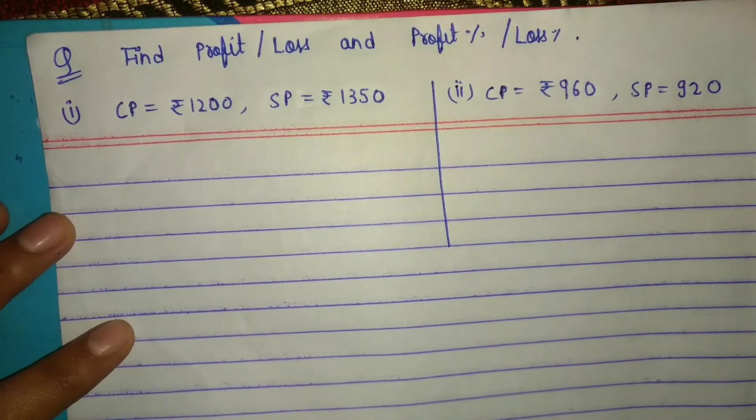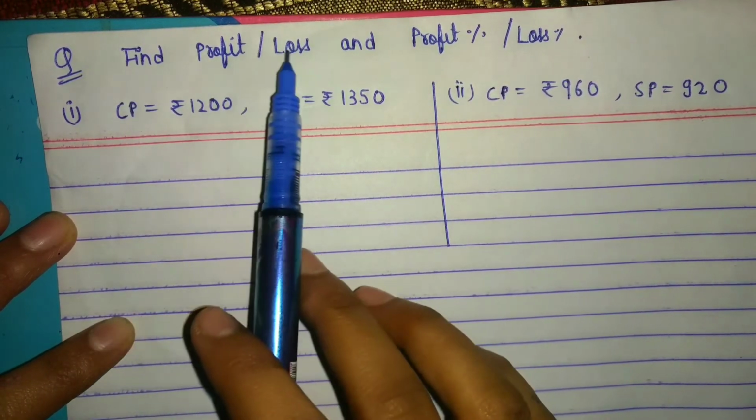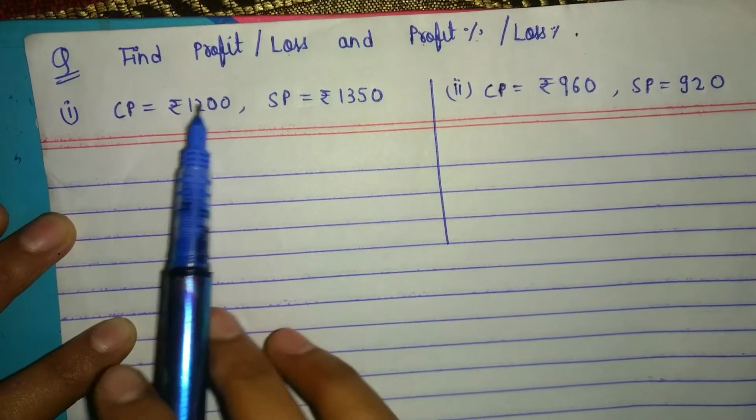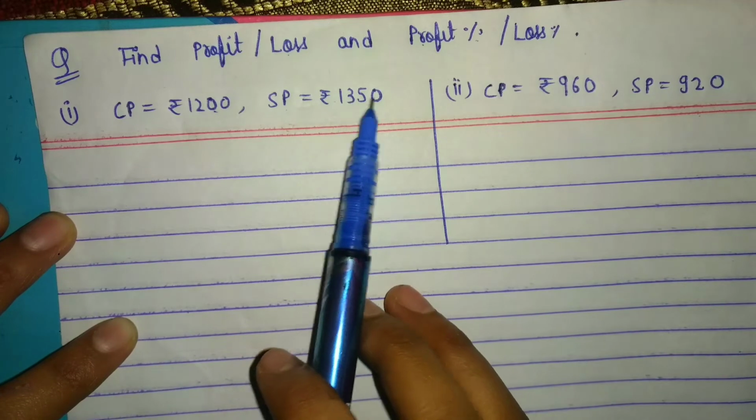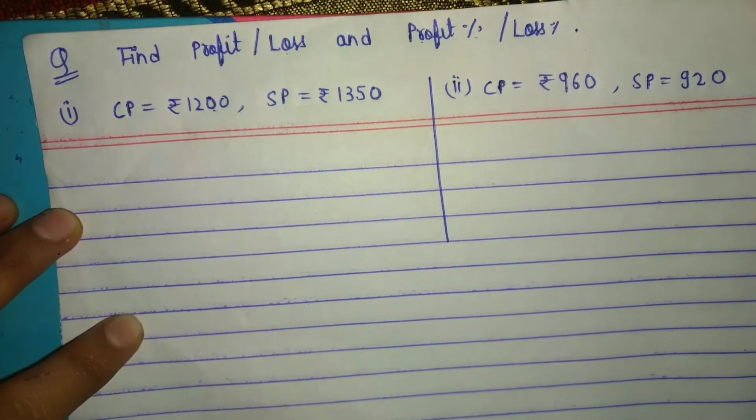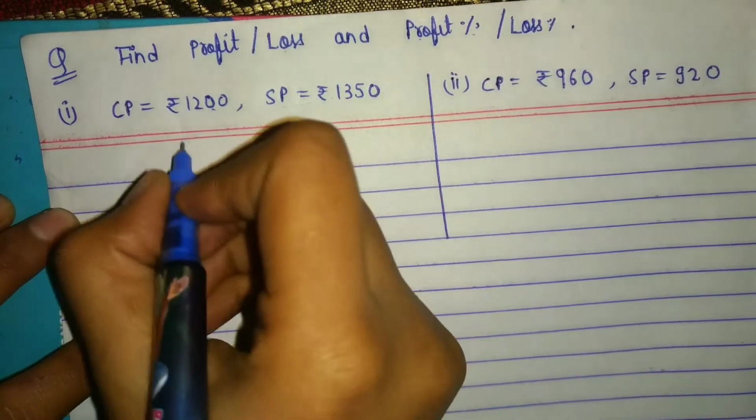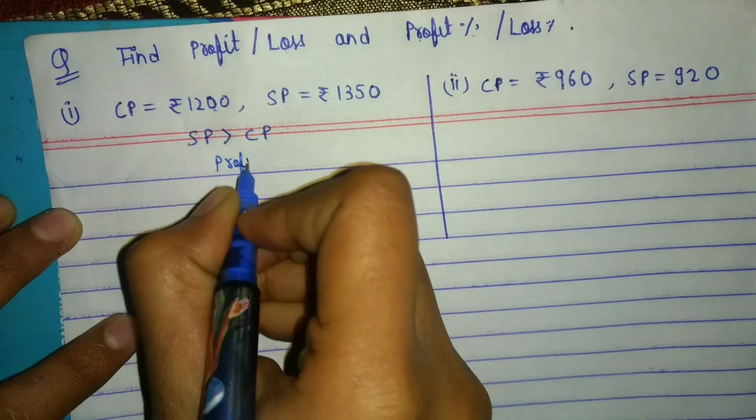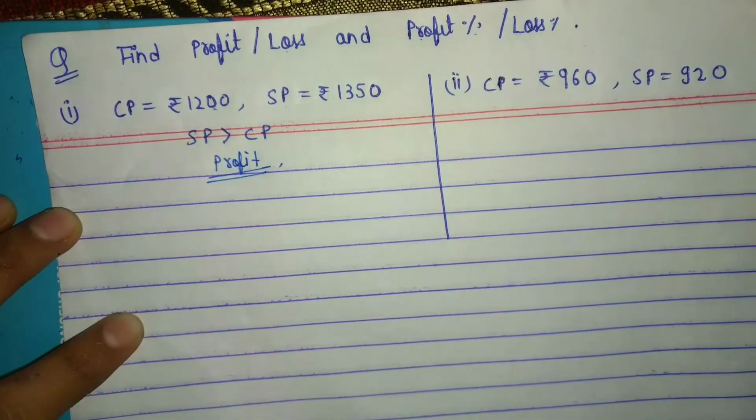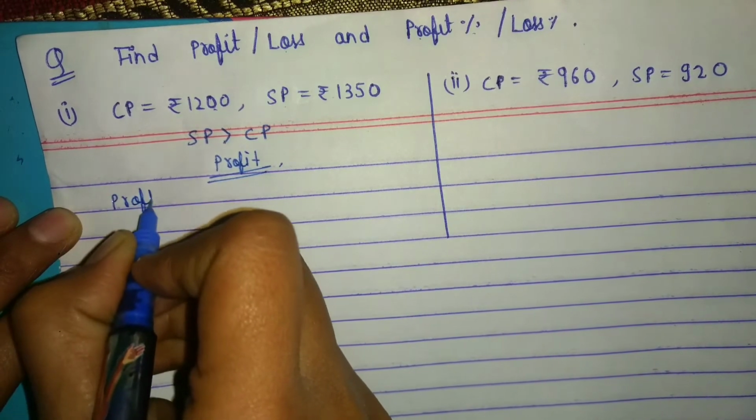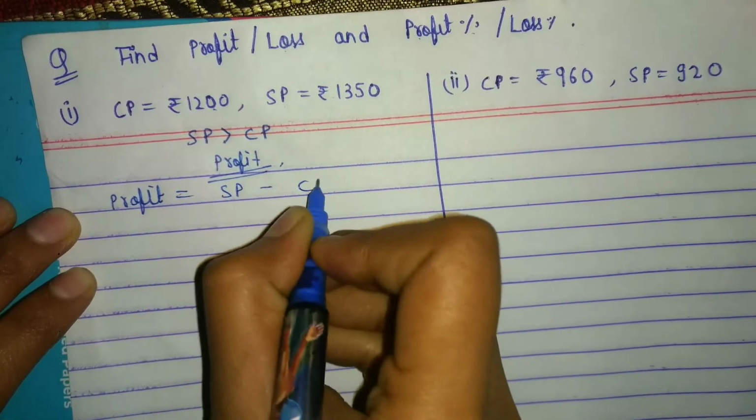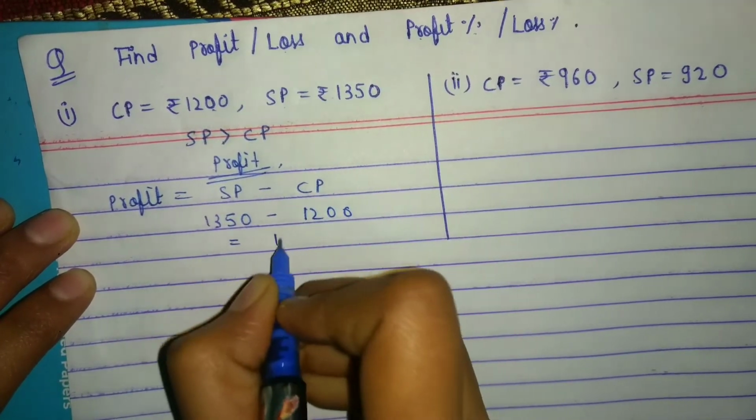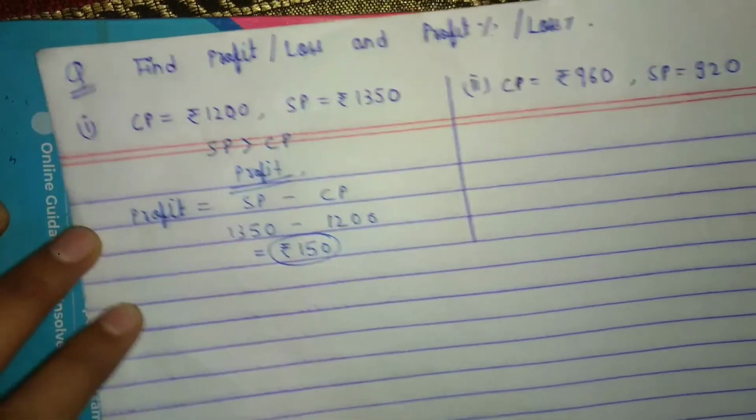So now it's time to solve some questions. Here we have to find profit or loss depending upon the situation, and profit percent and loss percent. CP is equal to rupees 1200 and SP is equal to rupees 1350. First we have to decide whether loss is happening or profit is happening. We can clearly see that SP is greater than CP, so we will be calculating profit. Profit is equal to SP minus CP. SP is 1350, CP is 1200. So the profit is rupees 150.